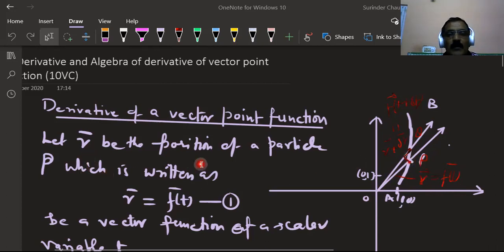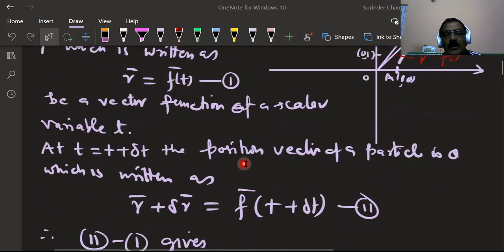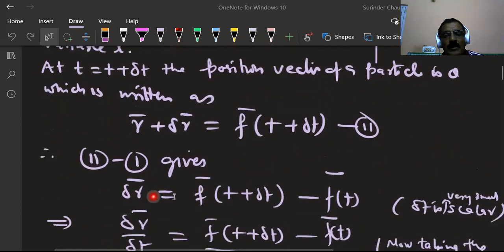So let r be the position vector of the moving particle at point P at time t, written as r vector equals f(t), where t is a scalar quantity. Now at time t plus delta t, the particle is at Q, and the position vector is written as r vector plus delta r equals f vector of (t plus delta t). Subtracting the first from the second, we get delta r vector equals f vector of (t plus delta t) minus f vector of t.